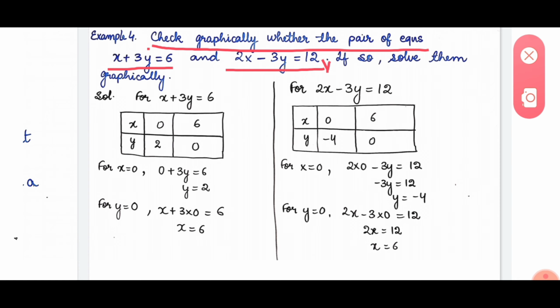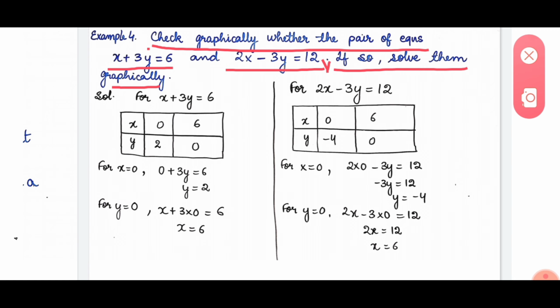Okay, here you have to find whether the pair of equations is consistent or not, and if so, solve them graphically. Now what are they saying? They have given you two linear equations and they are asking whether these linear equations are consistent or inconsistent. You will come to know after plotting the graph, because if you get a solution, then the pair of linear equations will be consistent, and if you do not get any solution, that means they are inconsistent.